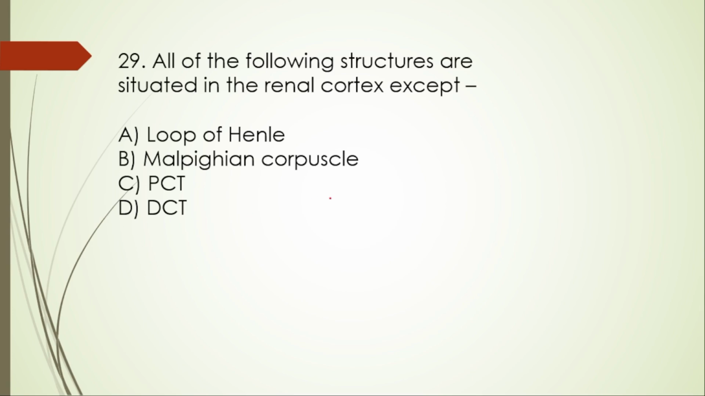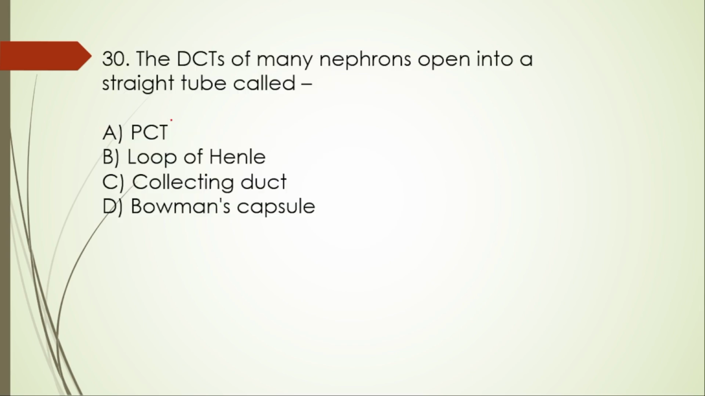All of the following structures are situated in renal cortex except: A. Loop of Henle, B. Malpighian corpuscles, C. PCT, that is proximal convoluted tubule, and D. DCT, distal convoluted tubules. So among them, loop of Henle is the exception, which is not situated in renal cortex. Next question, that is question number 30.